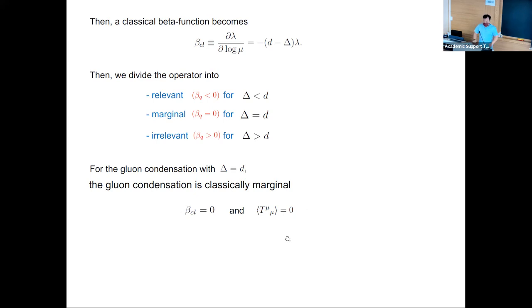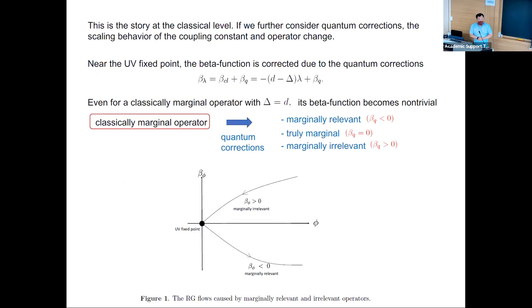So that is the story of the classical theory. But if you consider more quantum corrections, then usually the beta function also has a non-trivial quantum correction. So quantum correction changes the property of the operator. For example, even in the classically marginal operator case, there's no classical beta function. But if the quantum correction is negative, then this marginal operator is changed to a relevant operator. In that case, we call this operator a marginally relevant operator.